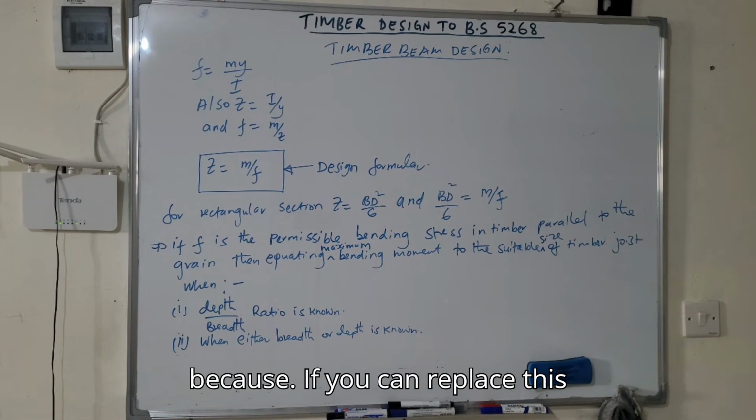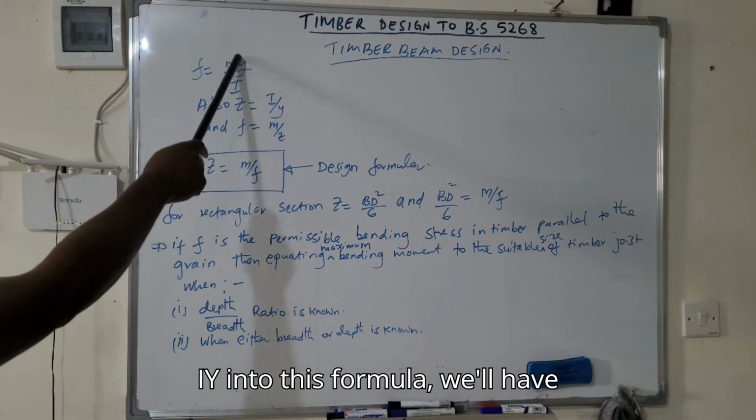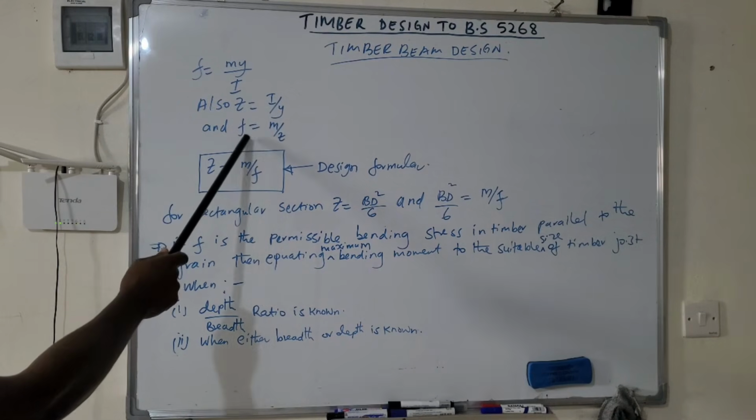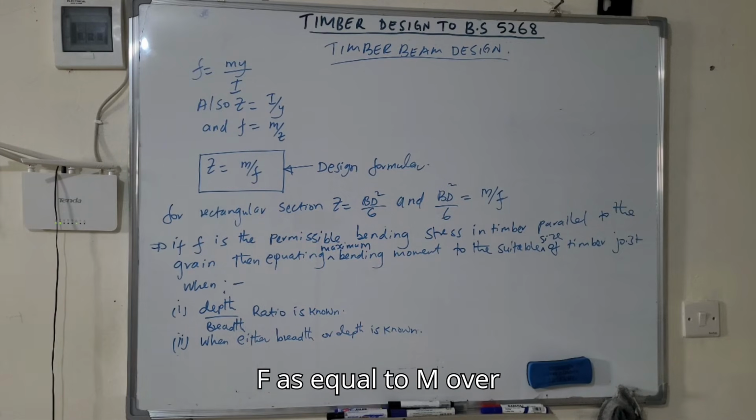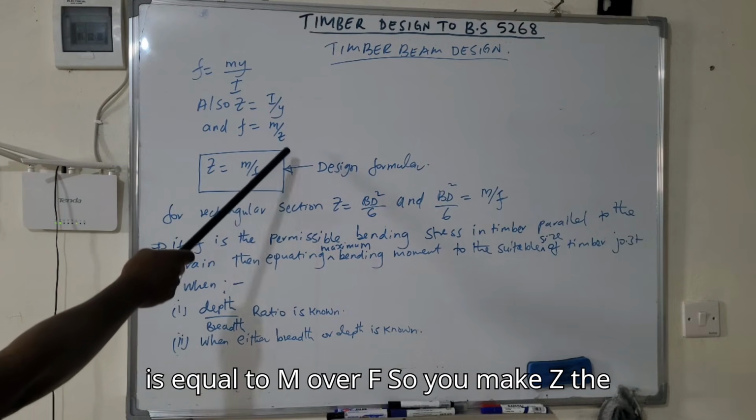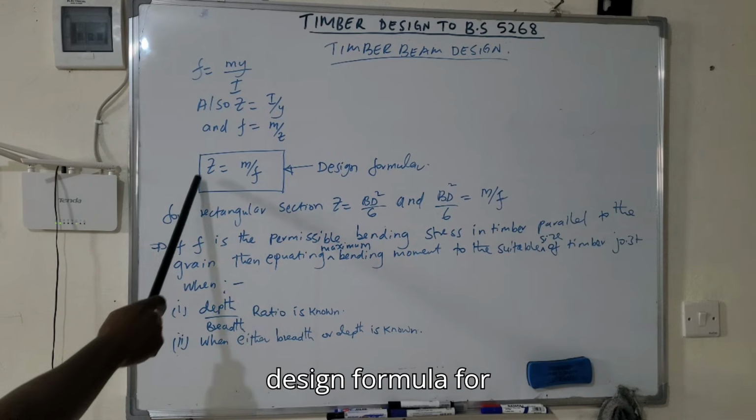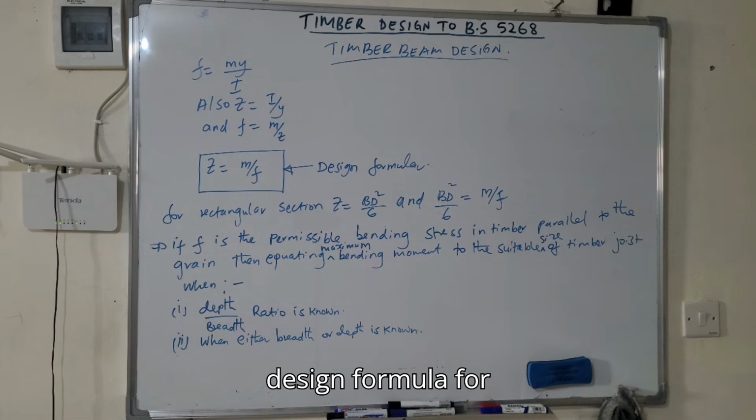Because if you replace I over Y into this formula, we'll have F as equal to M over Z. So Z is equal to M over F. So you make Z the subject of the formula. So this is the design formula for timber beam.